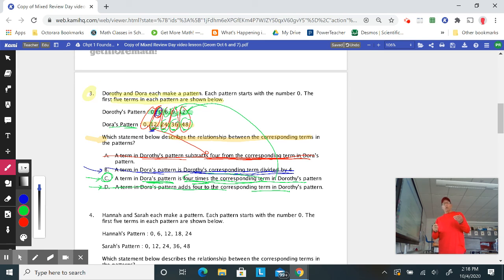So you have to look at each of those examples, or each of the possible answers. Which term are they talking about? In this case, Dora's or Dorothy's. Are they asking you to do something to Dora's to get Dorothy's, or are you asked to do something to Dorothy's to get Dora's? You have to look at the wording and read it carefully.